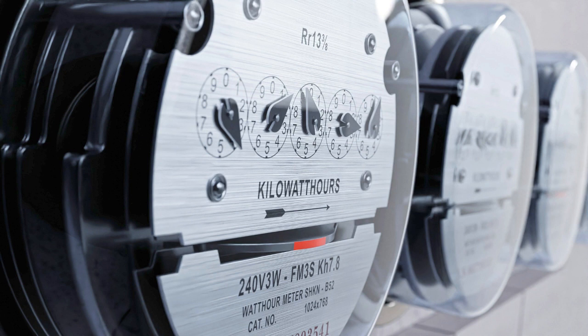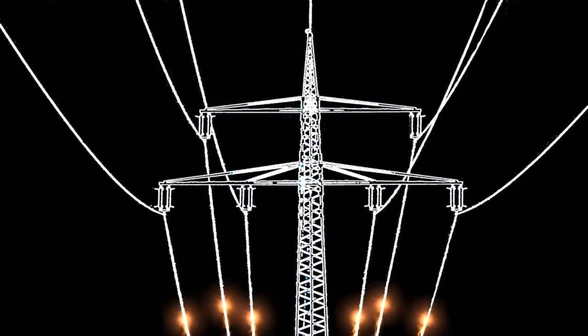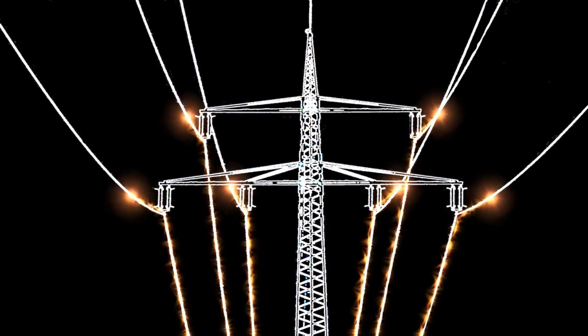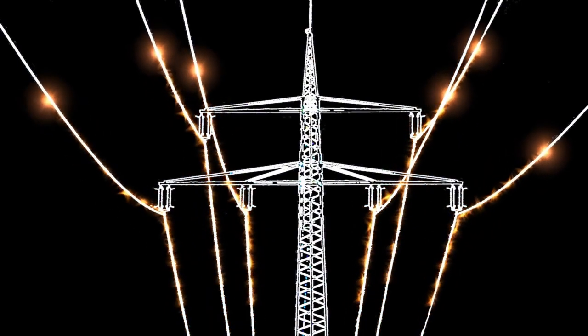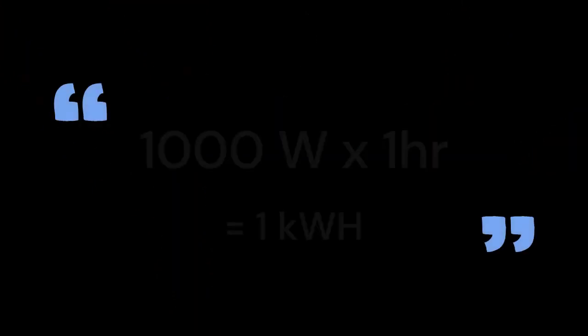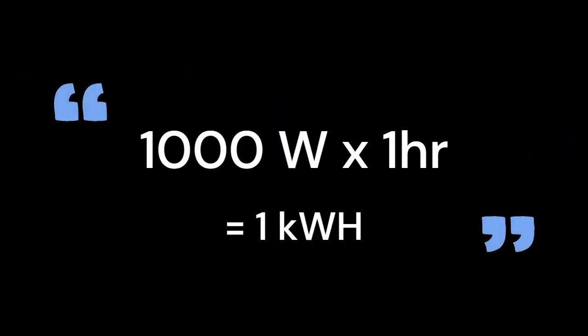1 unit equals 1 kilowatt hour. This means 1 unit of our electricity bill is consumed when 1 kilowatt works for 1 hour. That is equal to 1000 watts working for 1 hour. This is 1 unit of current in our electricity bill.